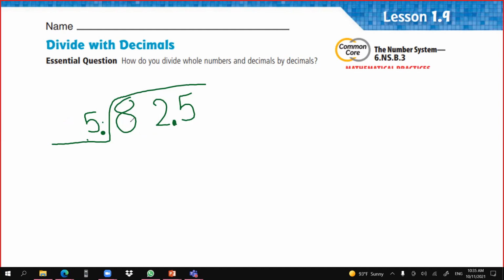You will divide 8 by 5. Now here, as you said before, do you remember when we divide a decimal number by a whole number? We will start with the first number from here. 8 divided by 5. 1. 1 times 5, 5. Then 8 minus 5, 3. Then what do I have to do? I bring 2 down. Then 32.